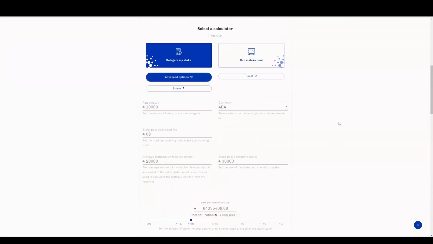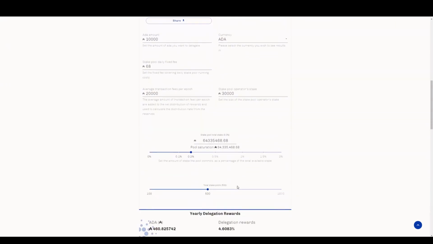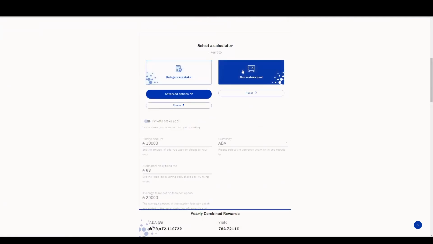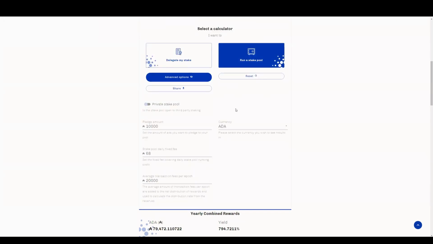You can also go to the advanced options here, and you can set specifics about the stake pool that you want to contribute to. Based on these different criteria, it will give you a different estimated output. You can also go over here to run a stake pool, and you can estimate what your yearly earnings would be if you were to host your own stake pool. However, in this video, I won't be focusing on the specifics of stake pools and things like fees and average transactions per epoch. If you're interested in more of that, head over to the cardano.org site, and you can play around with this calculator as well as learn more information about what it takes to run a stake pool.